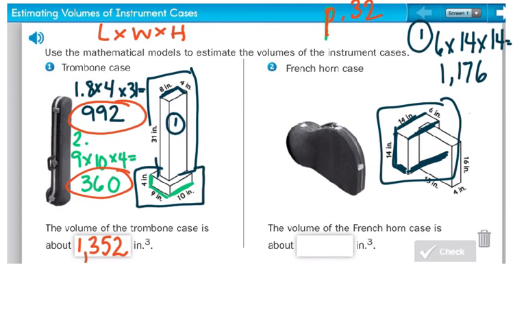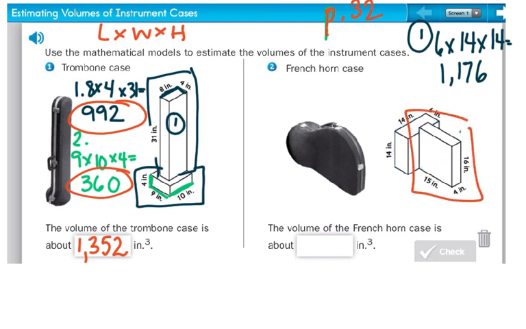Now number 2, let me erase. Number 2, I'm going to put that over here. The length is 15, so take 15 times the width of 4 times the height of 16. On your calculator, take 15 times 4 times 16. And what do you get? You should get 960 cubic inches.